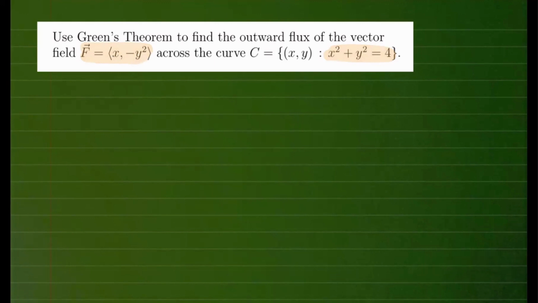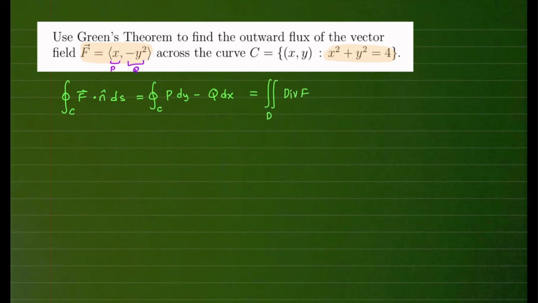Hopefully you have seen this. This is the line integral along the closed curve C of F, the field, dotted with the unit normal of the curve, ds. This can be written as the line integral along the closed curve C of, if I label my components for the field as functions P and Q, P dy minus Q dx. And this is equal to the double integral over the region D enclosed by the curve C of the divergence of the field F dA.